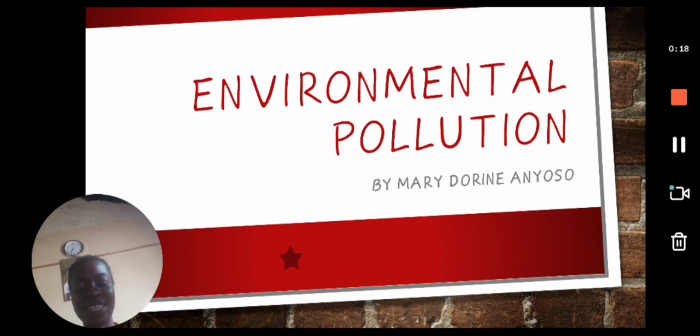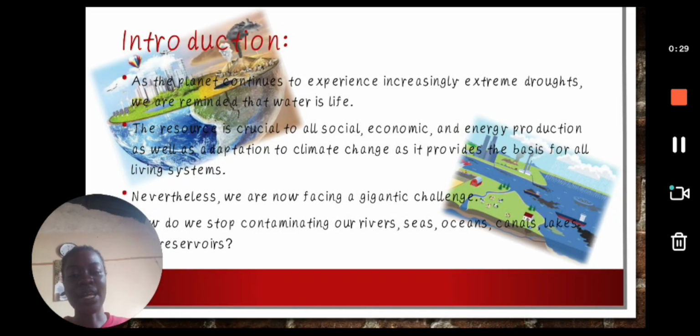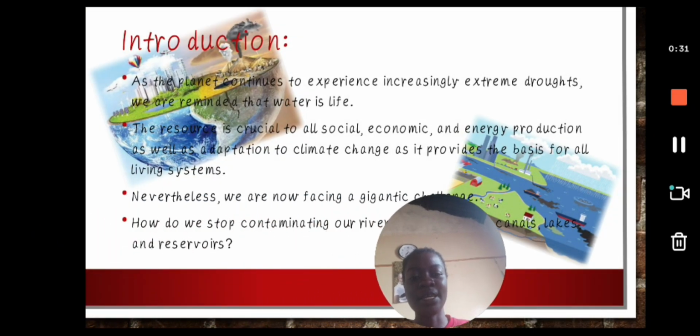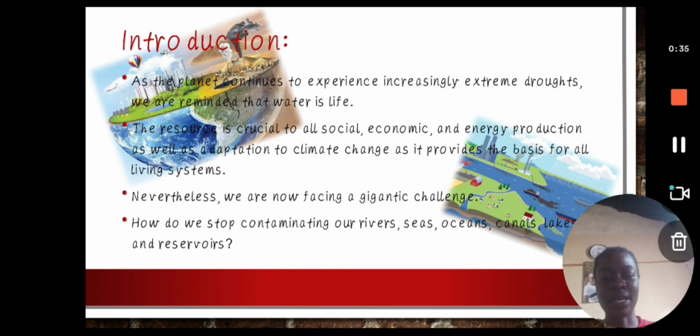Our topic of discussion is environmental pollution. We're going to introduce our topic. As the planet continues to experience extreme drought, we are reminded that water is life. It is essential to all living beings, who depend on it. It is crucial to social and economic development, as well as energy production and adaptation to climate change.